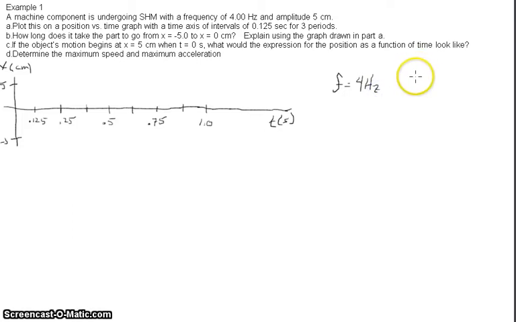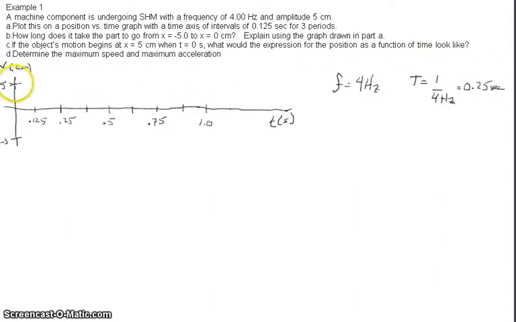And to get the time per cycle, if the frequency is 4 cycles per second, the period would be the inverse of the frequency. So this is 1 over 4 Hertz, which means this would be 0.25 seconds. Okay, so 0.25 seconds would tell you the time per period here.